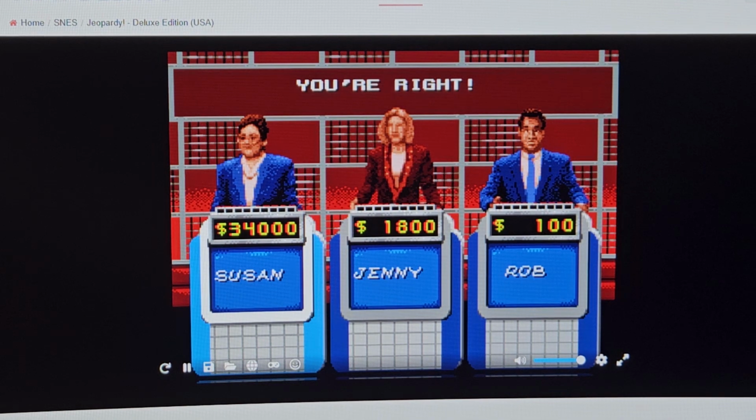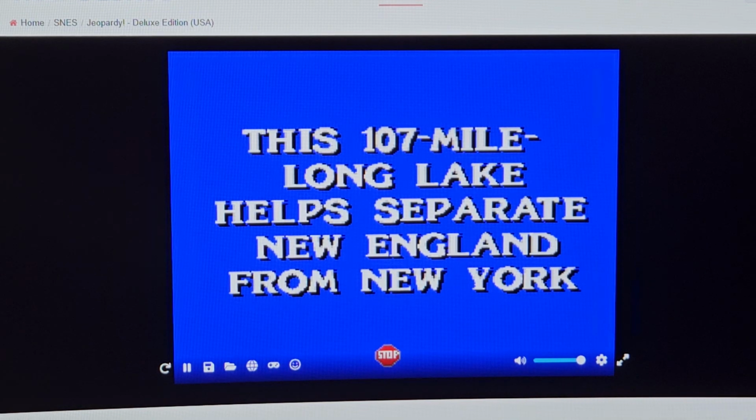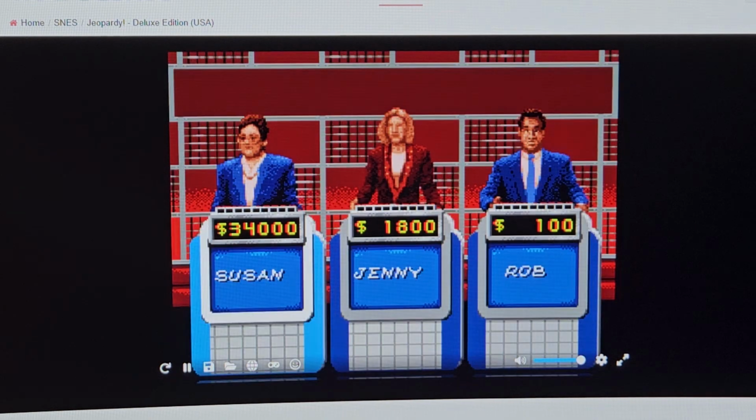All right, let's finish up U.S. geography for 1,000. The answer is: this 107-mile-long lake helps separate New England from New York. What is Lake Champlain?